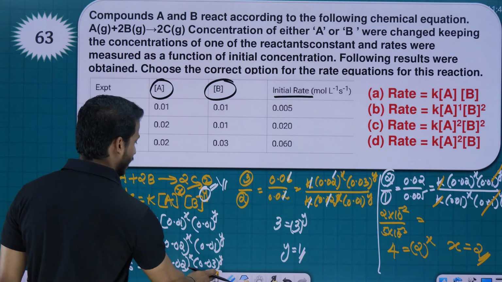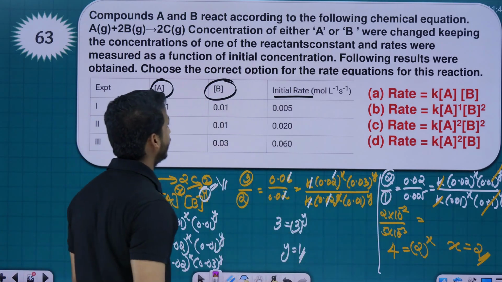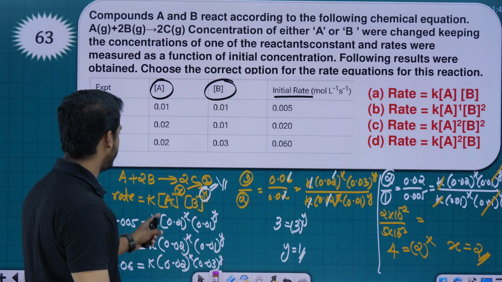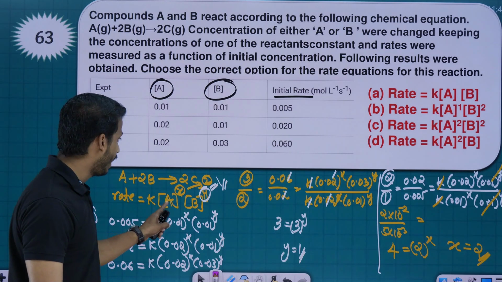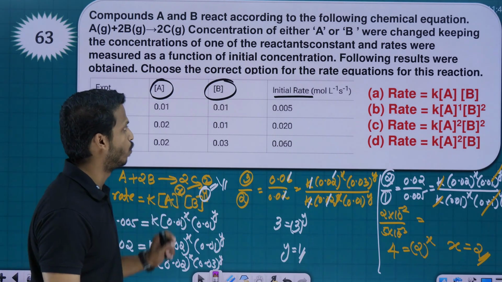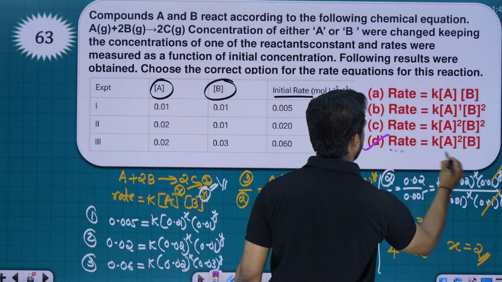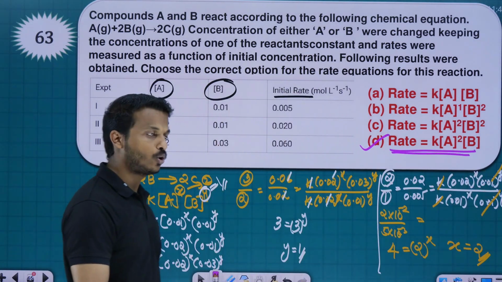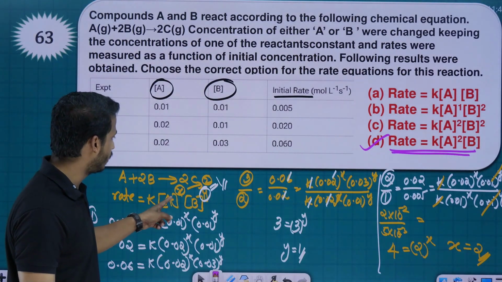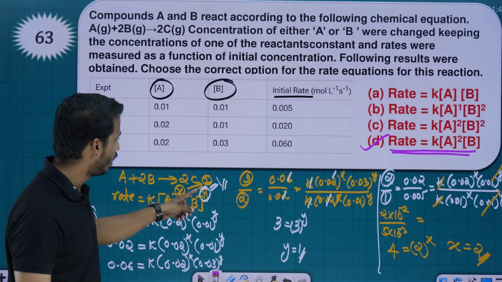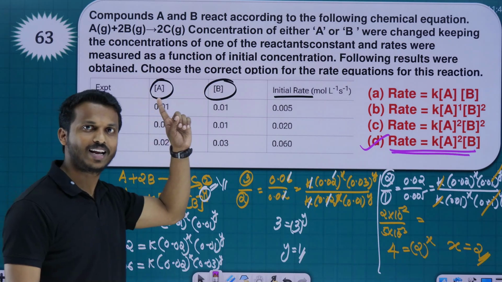So where is the answer here? The rate is equal to k into [A] raised to 2, [B] raised to 1. Option D: rate equal to k into [A] raised to 2, with respect to x it is 2, and y is 1. Correct, all?